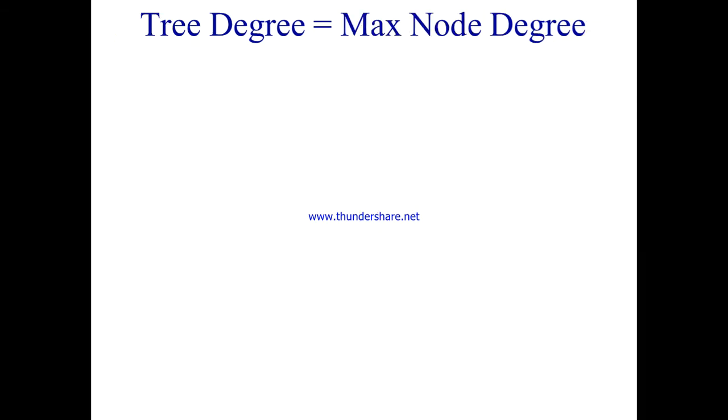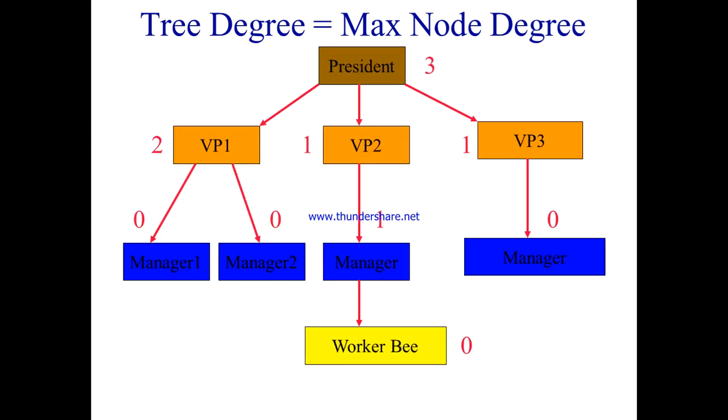Then what is the tree degree? The tree degree is nothing but the maximum node degree. Here in this tree the maximum node degree is equal to 3, so the tree degree is equal to 3. So the degree of this tree is 3.